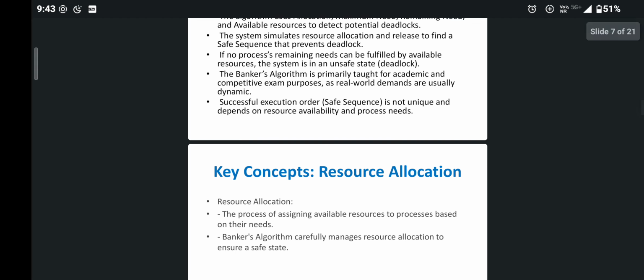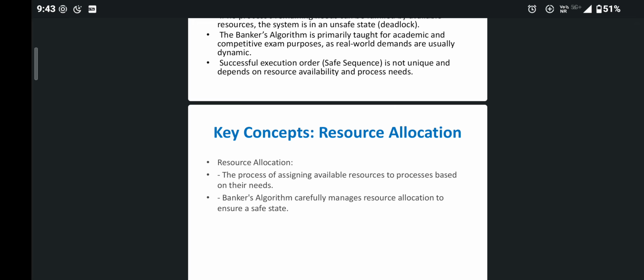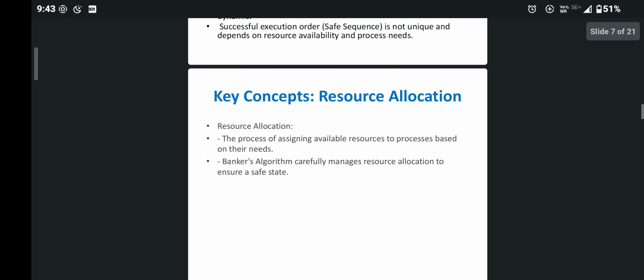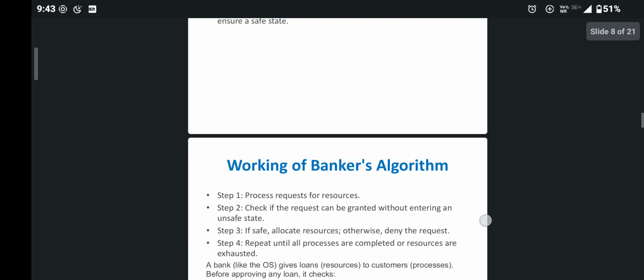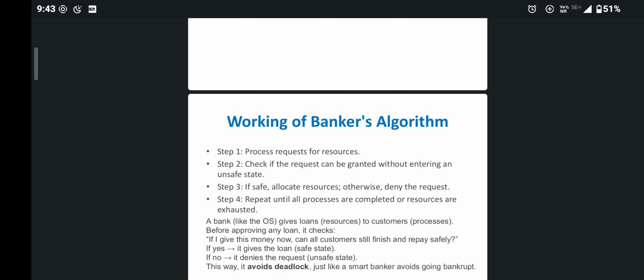Okay, key concept and resource allocation. Let's see the key concept. What is resource allocation? Resource allocation is decided on the basis of resource demands, and Banker's algorithm carefully manages resource allocation to ensure a safe state.